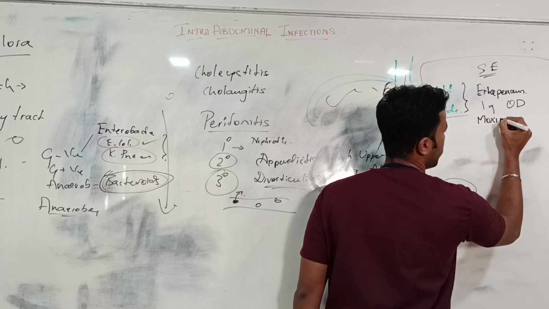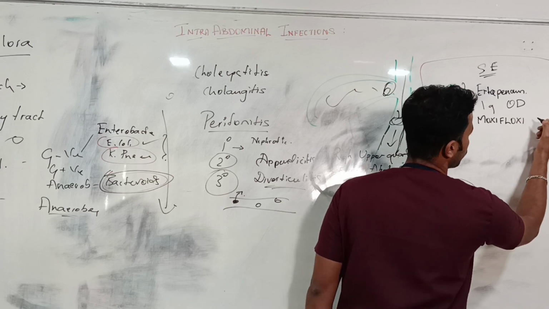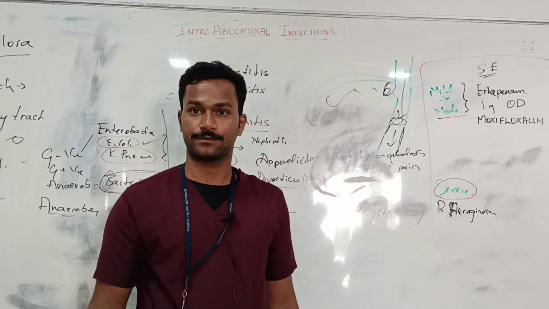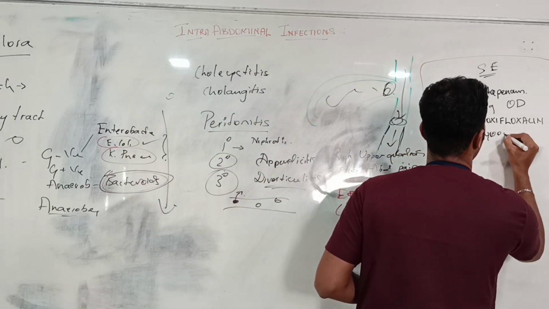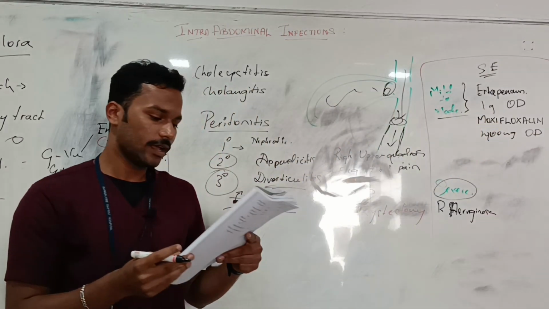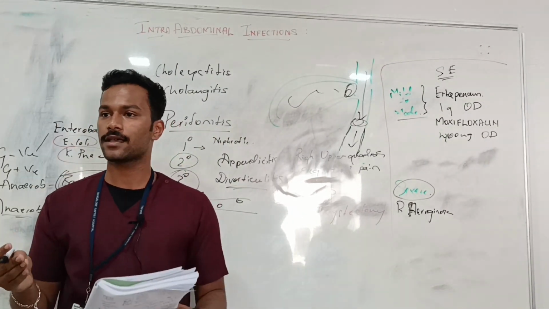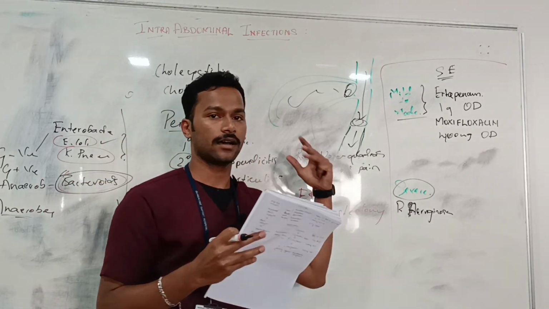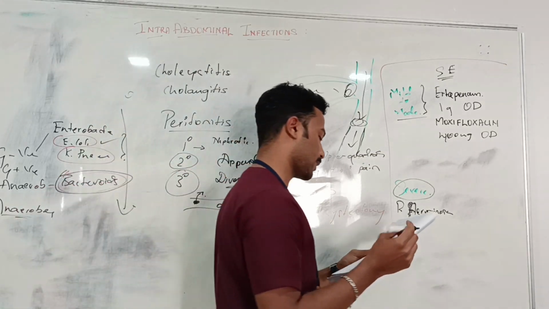Moxifloxacin. Again, moxifloxacin is the only fluoroquinolone which has activity against anaerobes as well. Okay, so the dose is 400 mg, again OD. Remember that. Then tigecycline and cefoxitin. These are the 4 drugs which are used as a single agent in mild to moderate severity intra-abdominal infection. This is cholecystitis and cholangitis.